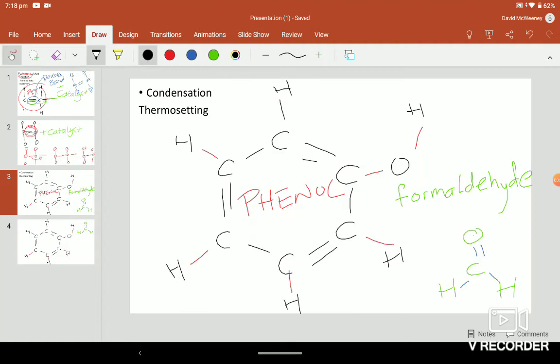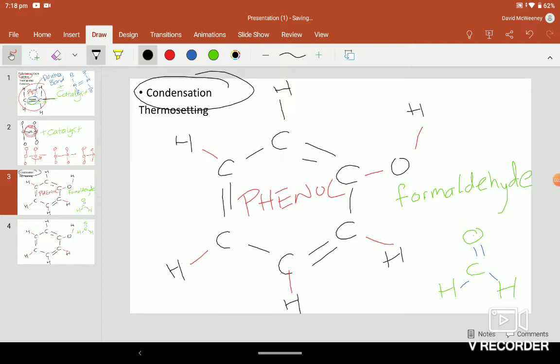Okay, guys, so for the second polymerization, we're looking at condensation. Condensation is used for thermosetting plastics. Condensation is slightly different to addition. Again, I've drawn two molecules there. You have phenol, you have formaldehyde, and the two of them together make phenol formaldehyde.